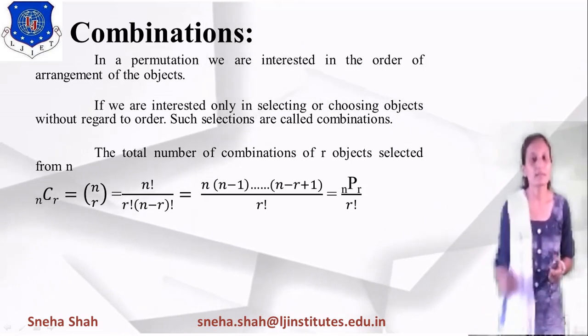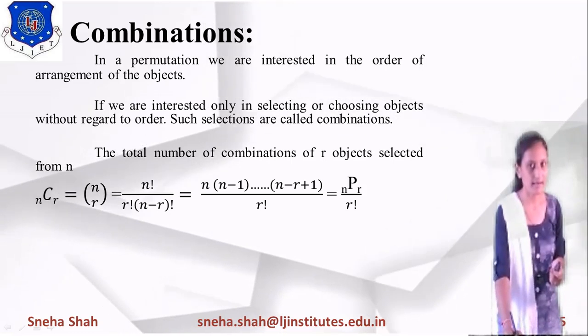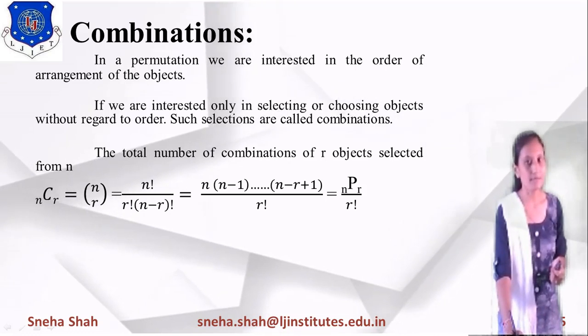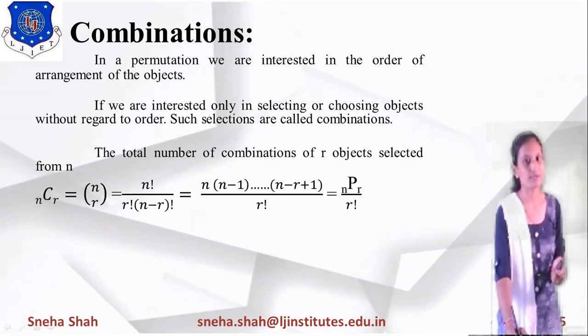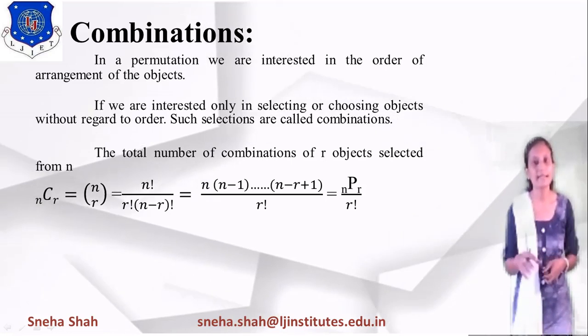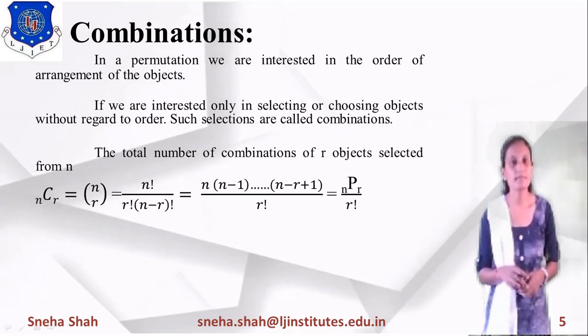Now this numerator can be represented as NPR. This one is the equation of NPR, right? So this will be considered as NPR divided by R factorial. By using this equation, we can select a particular combination from a number of objects.